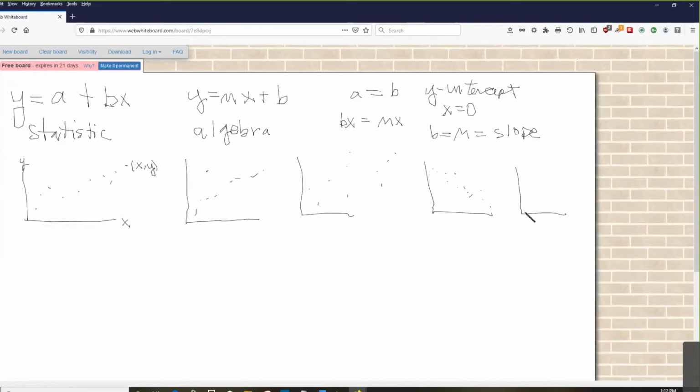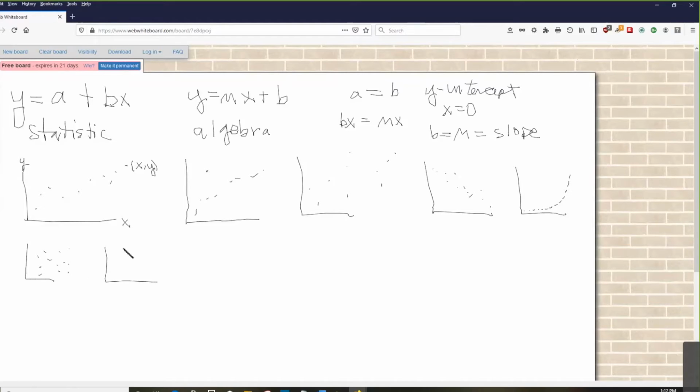If I have one that's kind of staying on the bottom and then slowly comes up, this is going to be an exponential growth pattern, and that is not one that's going to fit this line because it's a curve. And if we have one where our data points are just kind of all over the place, that would be considered to have no pattern.